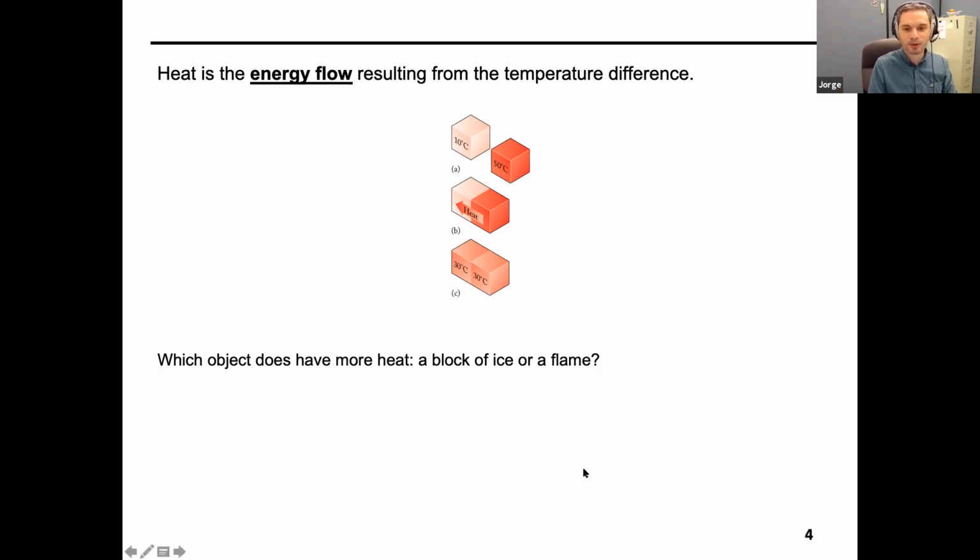And then here is a question for you to think about. You don't need to answer right now. Which object has more heat? A block of ice or a flame? So think about that and we can discuss that later.